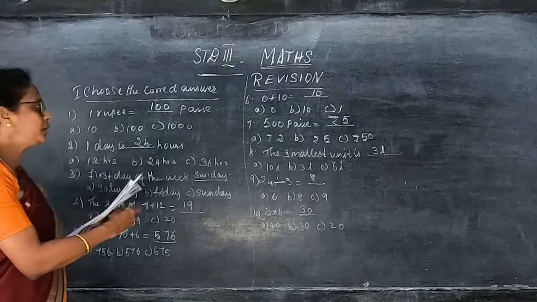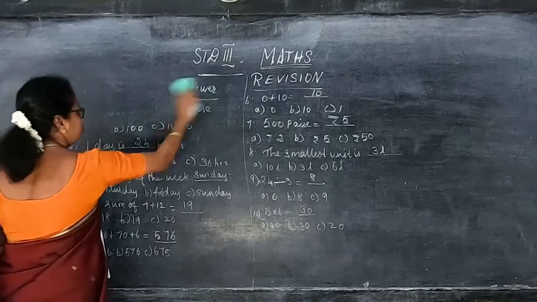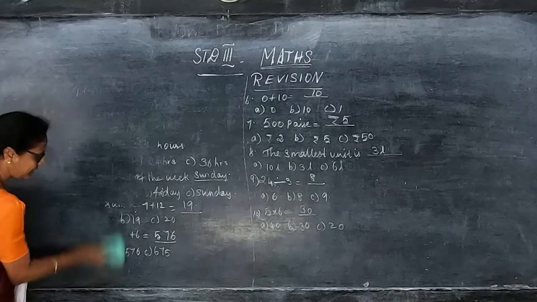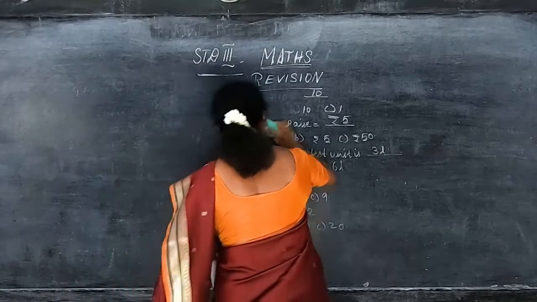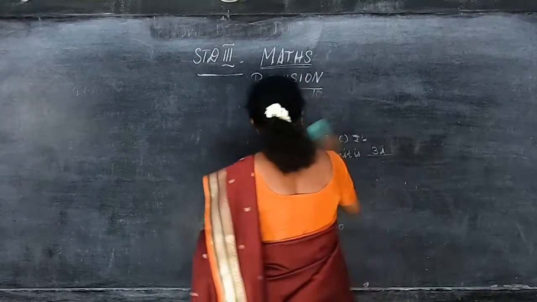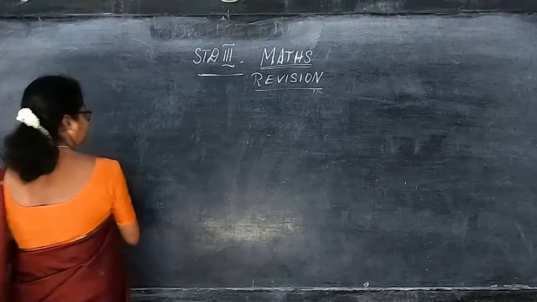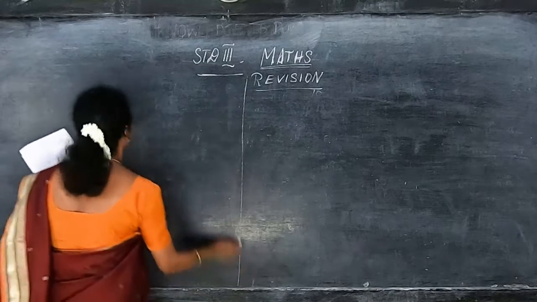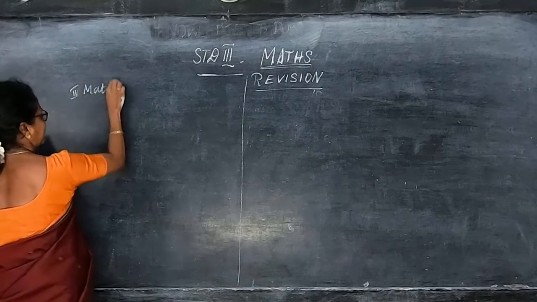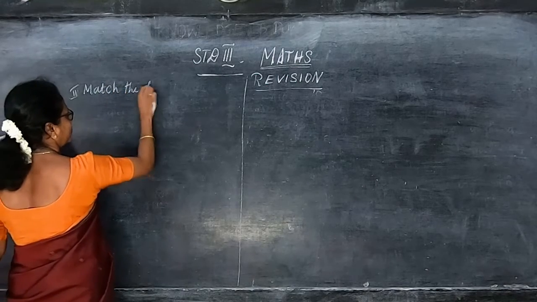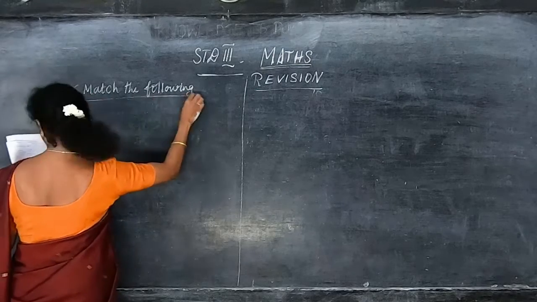Now we will move on to the match the following. From this only I will give the fill up, choose and everything; any 5 fill ups or like that we will give. So copy this down, children. Don't waste your time. Now match the following. I am writing the straight answer, so you can also write the straight answer.